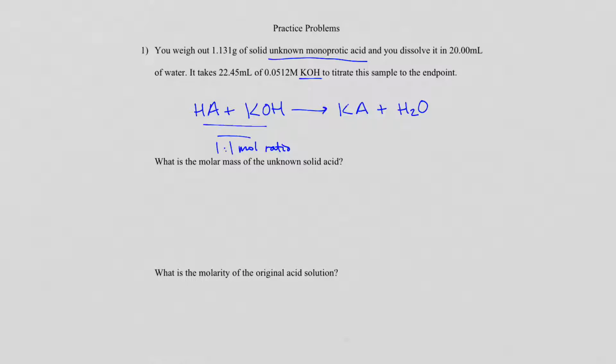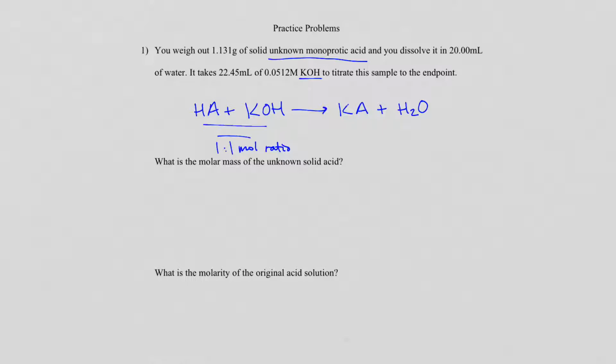Now, you'll notice that monoprotic acids and monobasic bases will be 1-to-1 with each other. That is the same with diprotic acids and diprotic bases, triprotic acids and triprotic bases. They will be a 1-to-1 mole ratio. Okay? So, helpful hints.